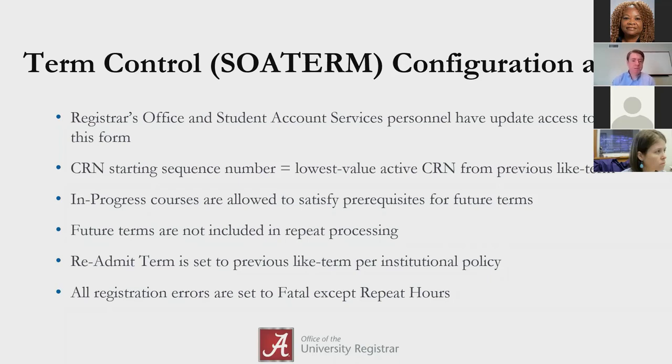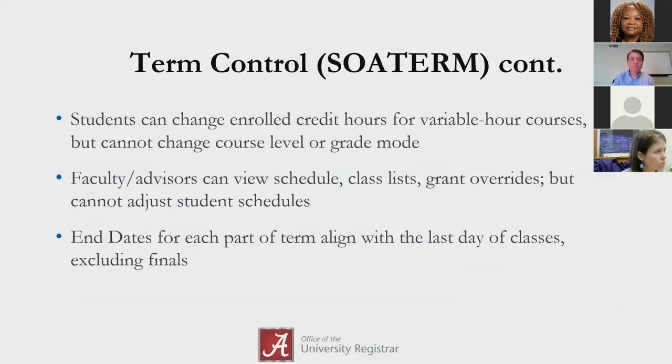The readmit term that we have is set to the previous like term at UA. If the student sits out 3 consecutive semesters, they have to be readmitted, but I'm sure that's different at each institution. And as far as errors go for registration, we set them all to fatal except for repeat hours. We don't stop a student from taking a course again, but that's the only option that we have that governs registration errors for which we set to fatal.